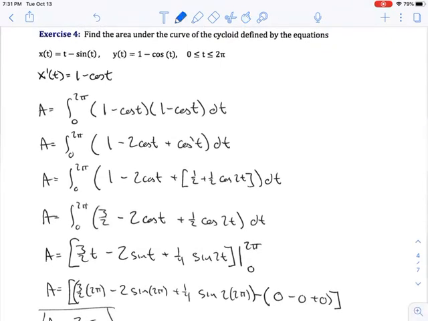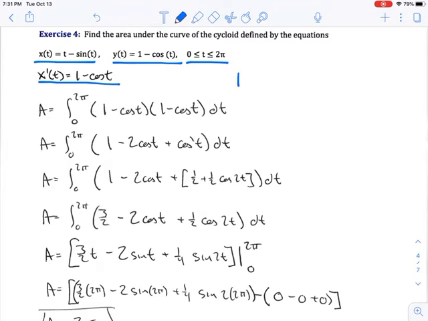We are given x of t is equal to t minus the sine of t, and y is 1 minus cosine of t. And we are integrating over the interval from 0 to 2 pi. Well, the first thing that we want to do is to find x prime of t. So x prime of t is going to be equal to 1 minus the cosine of t. Then it's just a matter of plugging it into our formula.